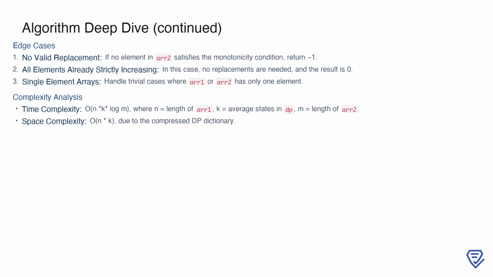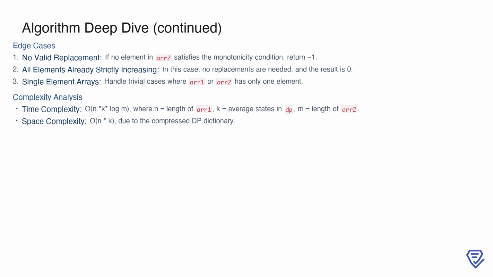Another case occurs when ARR1 is already strictly increasing. Here, no replacements are necessary, and the result should be 0. Additionally, for single-element arrays, either in ARR1 or ARR2, the solution must handle these trivial cases appropriately.